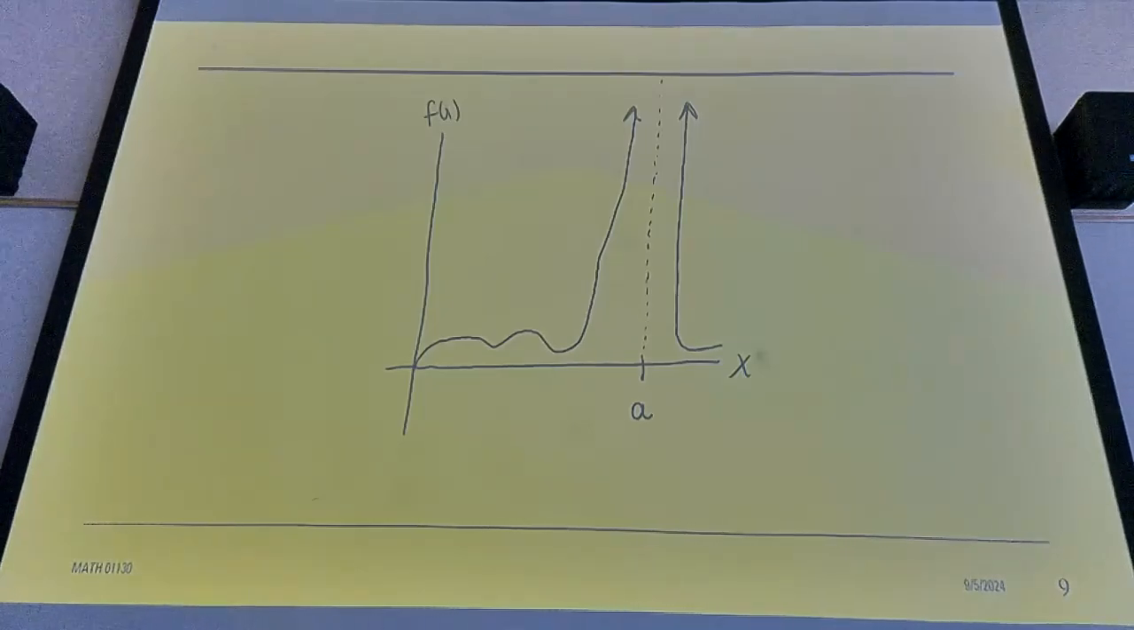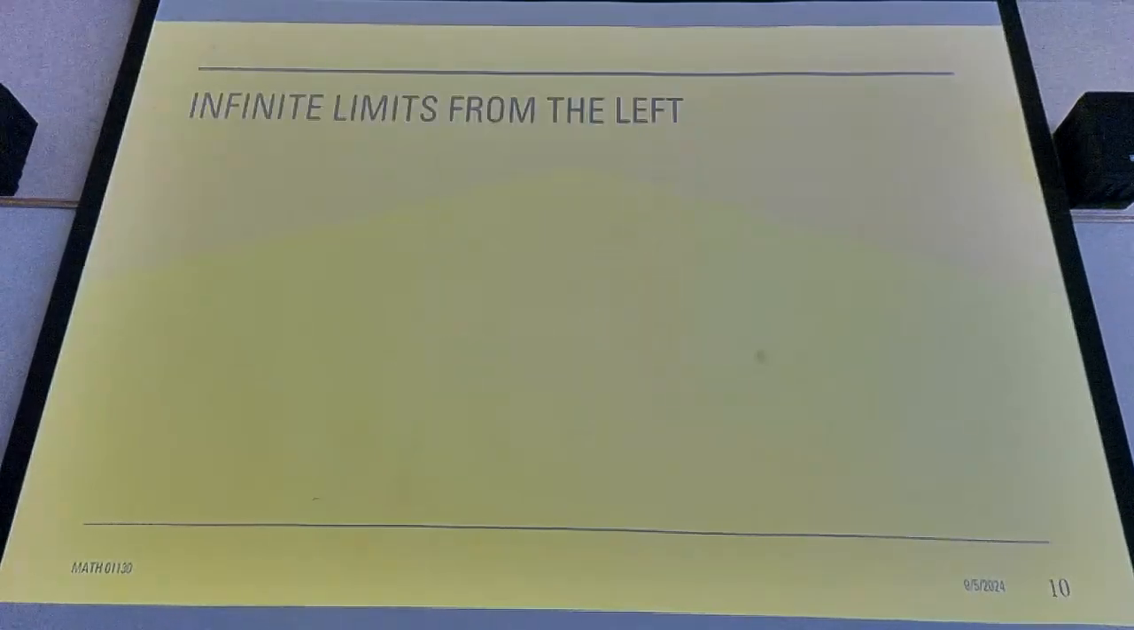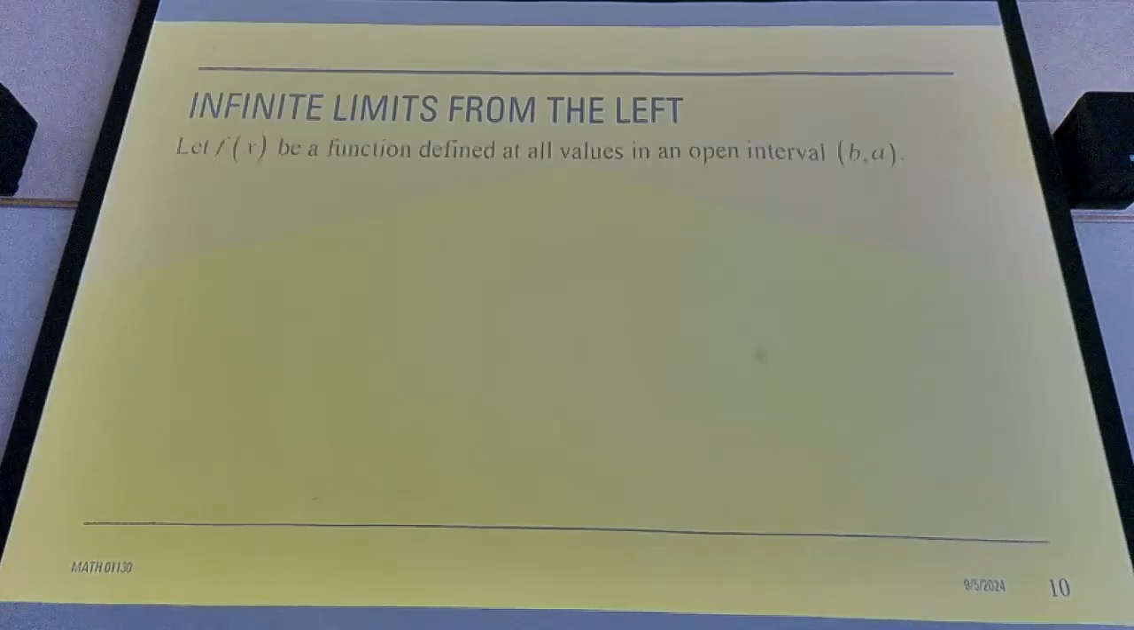So this limit actually doesn't exist, but it's a special type of not existing. We say that that function is increasing without bound on either side. Right, specifically now from the left, it's increasing without bound, so it's an infinite limit from the left.